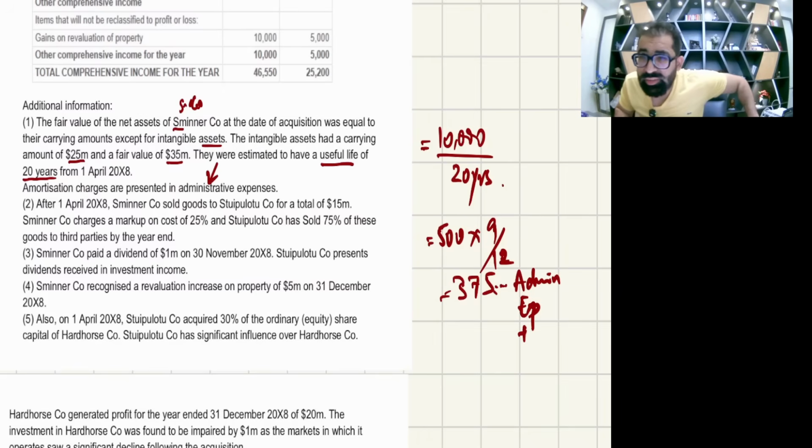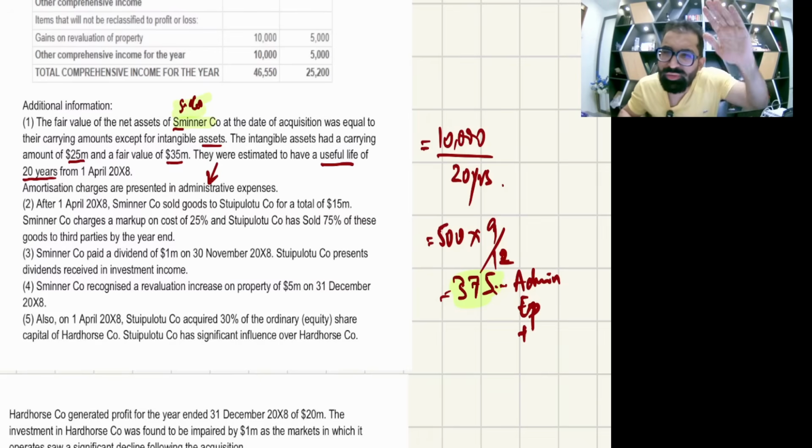Okay, one thing. And yes, as this is the asset of S company, it will definitely impact NCI. And how will it impact NCI? It's an extra expense, so it will reduce your profit. So in the calculation of NCI, first we'll write S company's profit for 9 months, and then we'll deduct this 375, and then finally we'll apply 20%. So we will be getting NCI. Okay, so these are the two things, very simple.